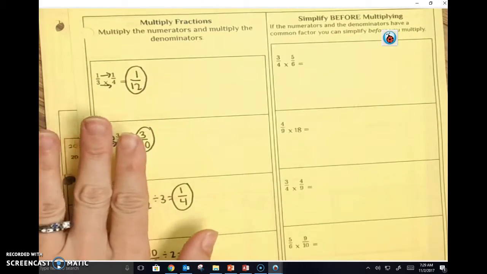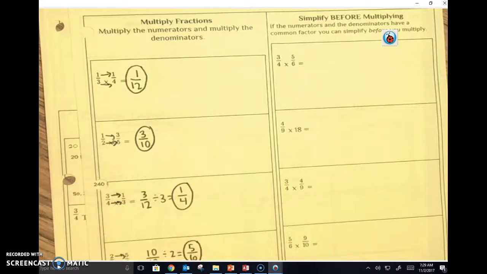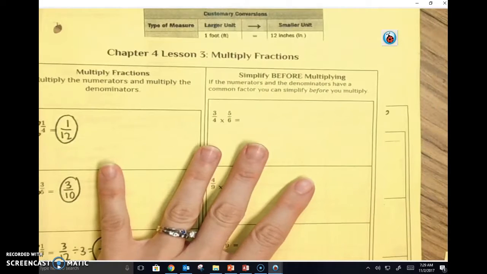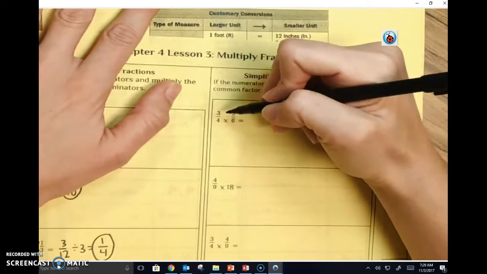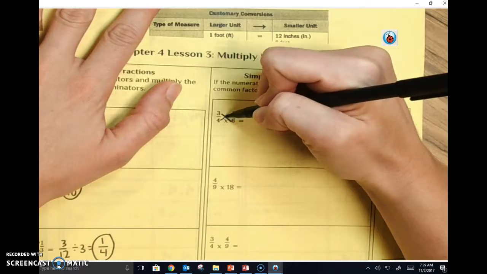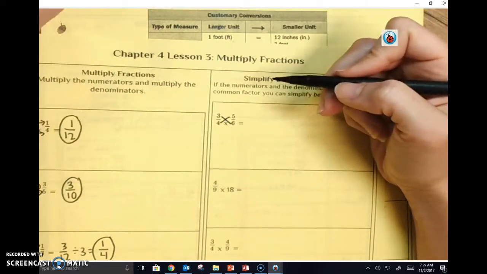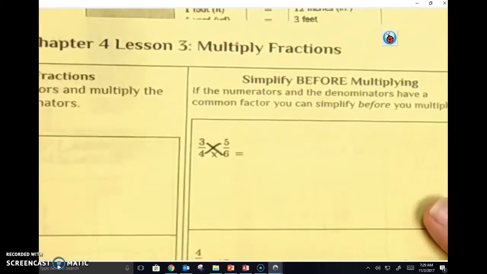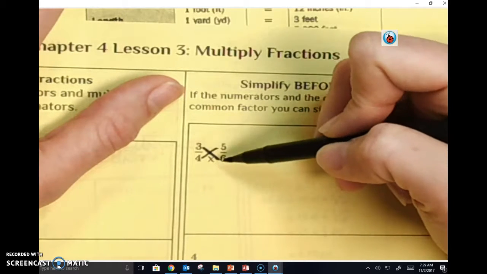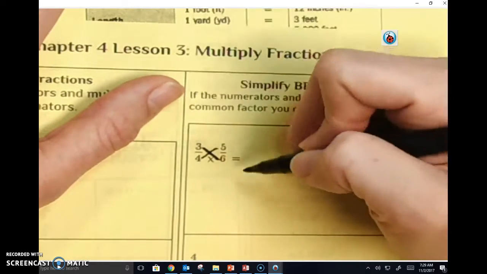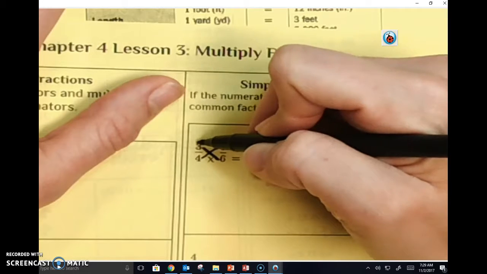So on this side, we multiplied, got the answer, and then simplified. On this side, I'm going to show you how to simplify before multiplying. This is going to be called cross-canceling. So we're going to look diagonally across at the numbers. So let me zoom in so you can see it a little bit better. So we'll look across 3 and 6. In common between the 3 and 6 are the 3s.